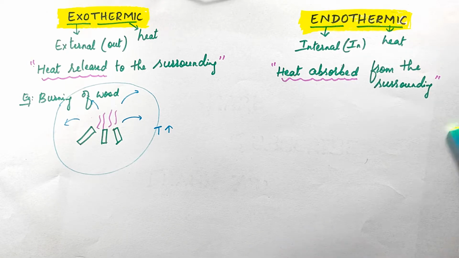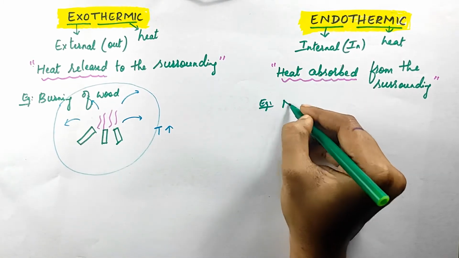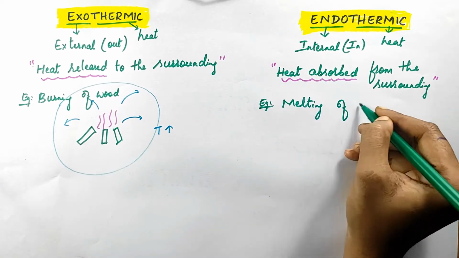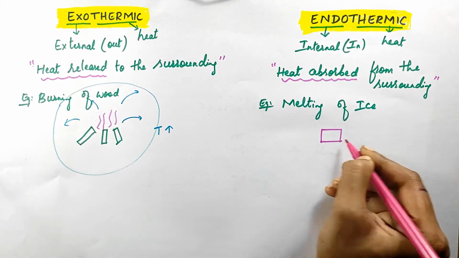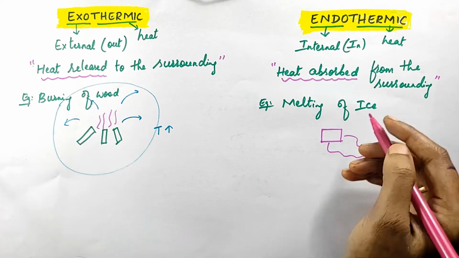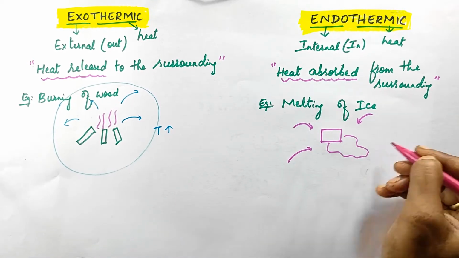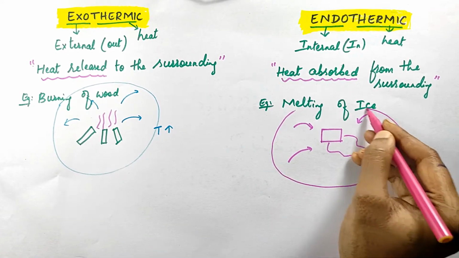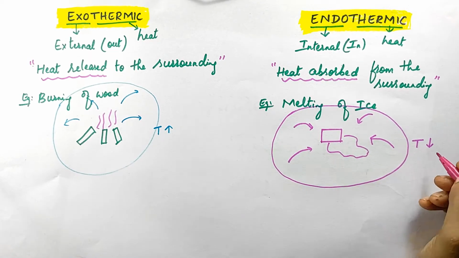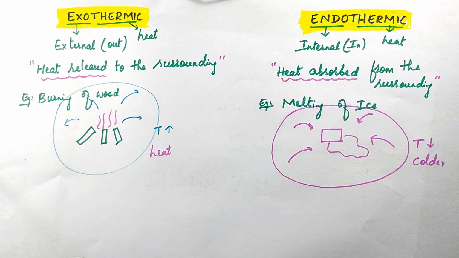But in endothermic, the example is melting of ice. That means the ice starts melting. Why is it melting? It absorbs heat from the surrounding, and the ice starts melting. The temperature of the surrounding decreases. It becomes colder. This is the comparison between exothermic and endothermic reaction.